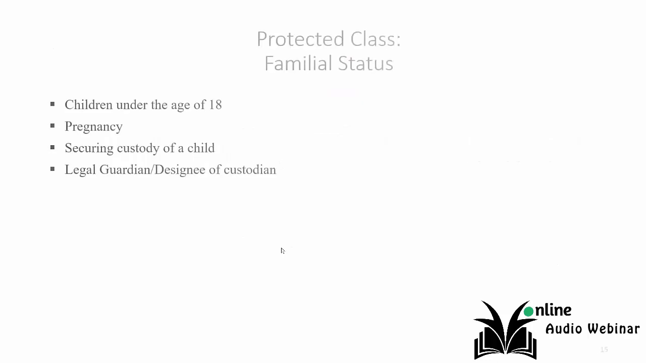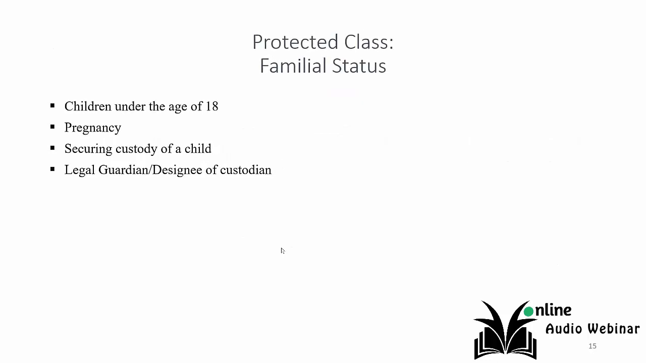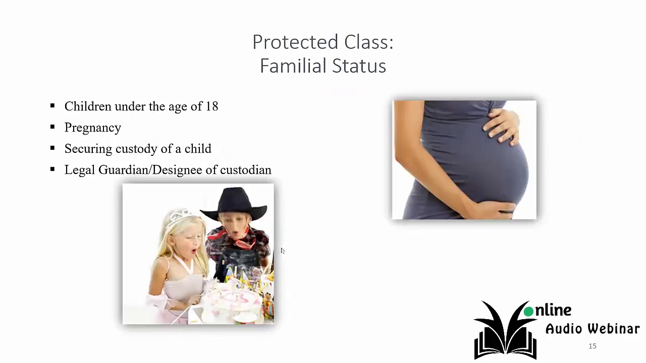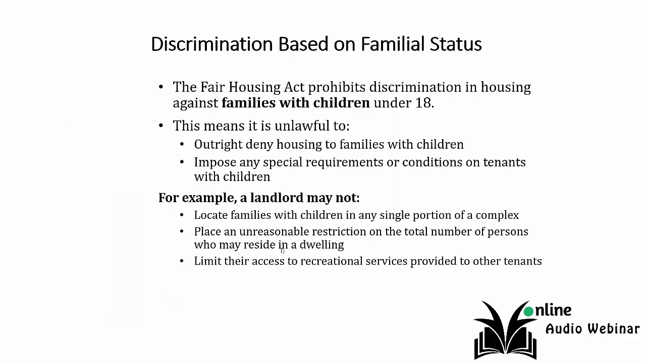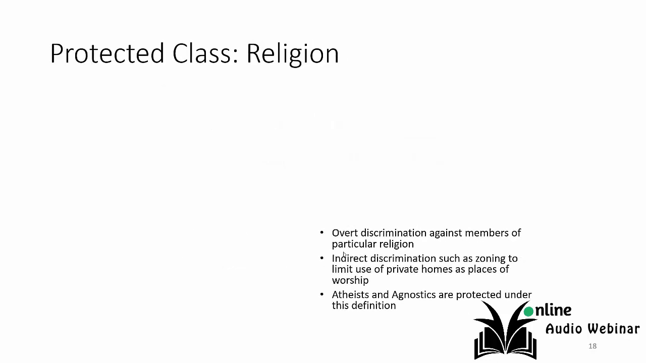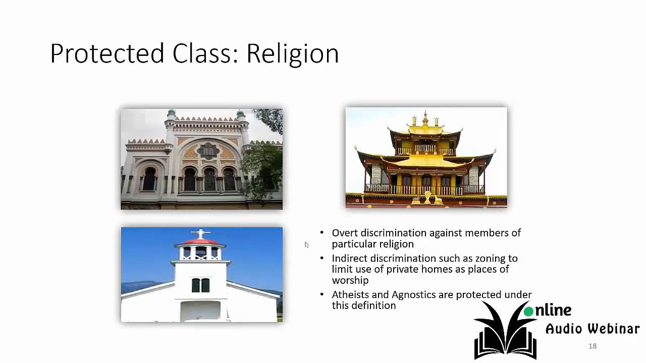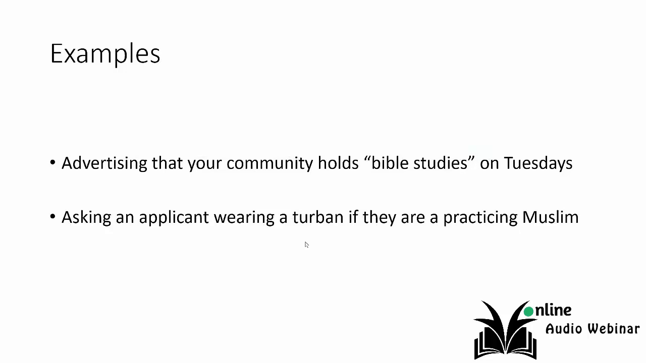Then the next one would be familial status or families with children. And this is where the home has children under the age of 18. A pregnant woman is considered a family. It prohibits discrimination in housing against families with children under the age of 18. So you can't outright deny housing to families with children. The next protected class is religion. Overt discrimination against any members of any particular religion. Advertising that your community holds Bible studies on Tuesdays.